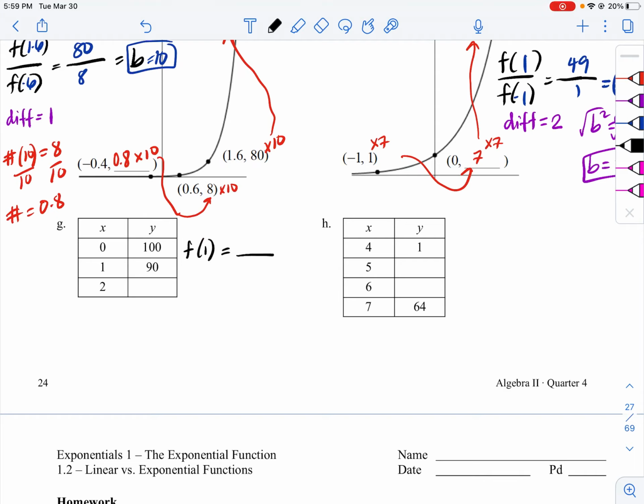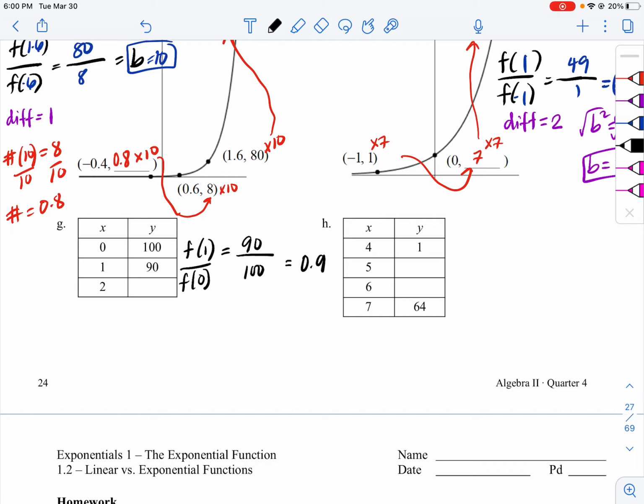Okay, last two. So we have f of 1, the y of 1 is 90. And then we have f of 0, the y of that is 100. So that's 9 over 10. You can put 9 over 10, but I can just put a decimal value of 0.9. That is perfectly fine.